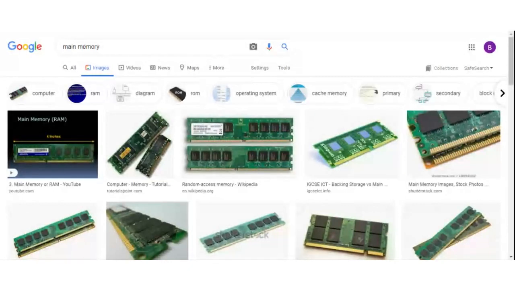Yeah, okay. Can you see that diagram here now? Can you see the main memory, the RAM? This is the RAM now. Together, can you see it?